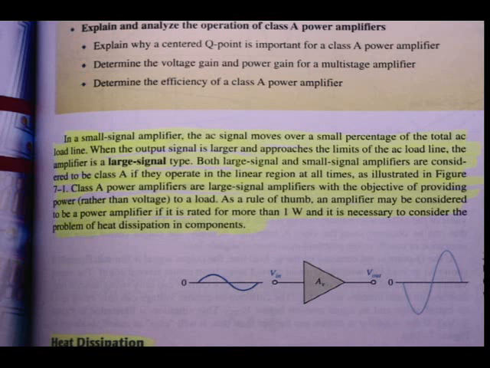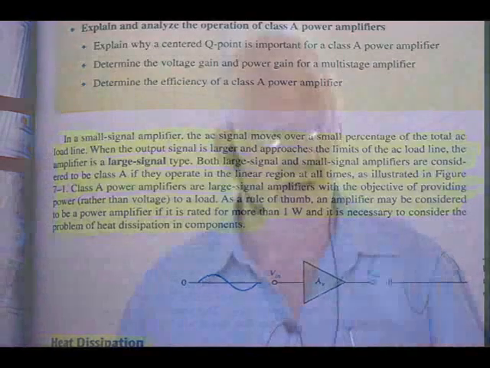Class A power amplifiers are large signal amplifiers with the objective of providing power rather than voltage to a load. As a rule of thumb, an amplifier may be considered to be a power amplifier if it's rated for more than 1 watt, and it is necessary to consider the problem of heat dissipation in components. As you've surely seen in the subject that you should have done before this one, in electrical engineering and in electronics 1, heat is always the problem. Get rid of the heat that is generated in these devices.